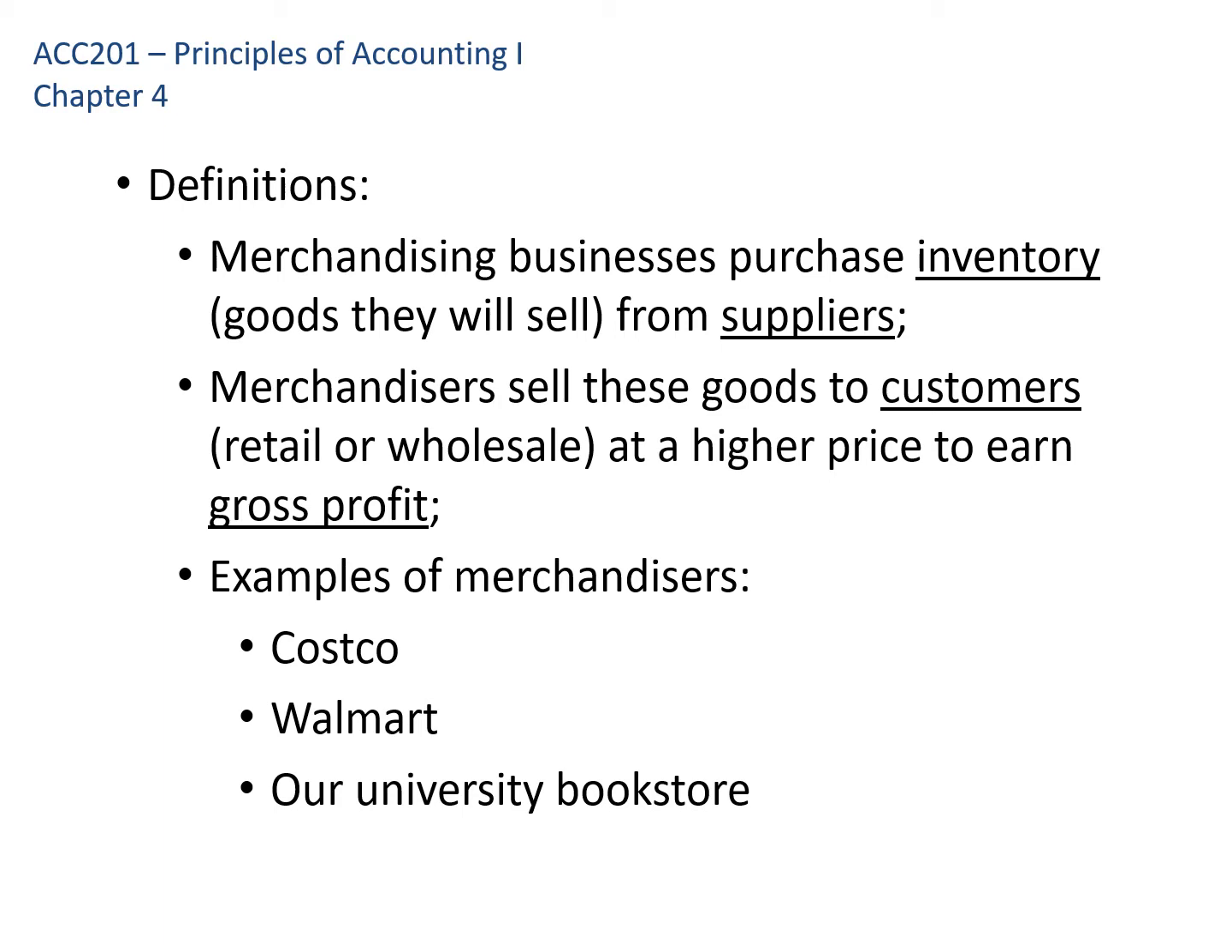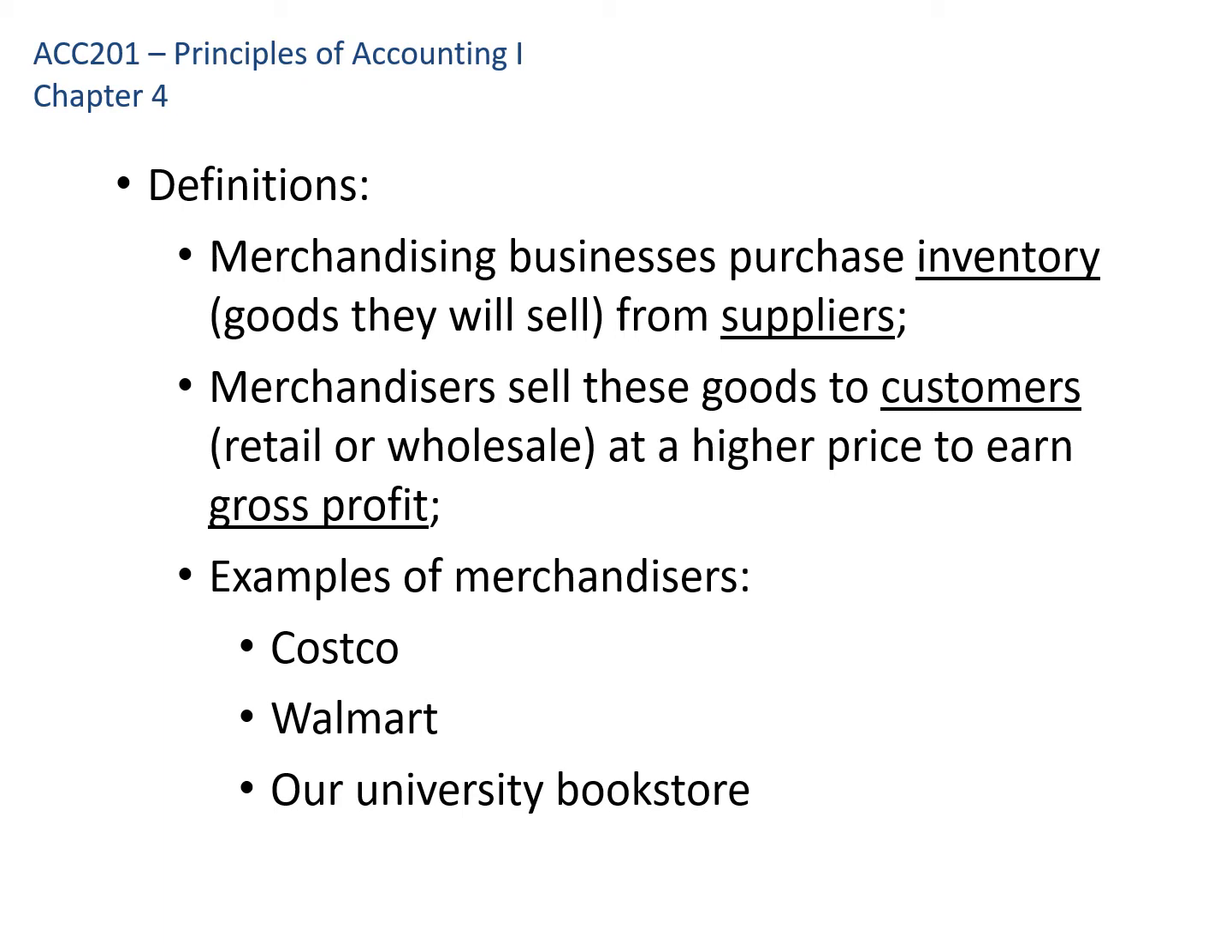So first of all, some definitions. A merchandising business, compared to a service business, is a business that buys inventory from suppliers. So those are the goods they're going to sell. And they sell those goods to customers, either retail customers like end users or wholesalers that are going to in turn sell it on at a higher price to earn a gross profit. That's the objective. So gross profit is the difference between what we sell a product to a customer for and what the cost to us is.